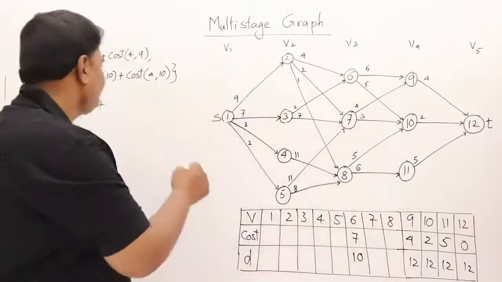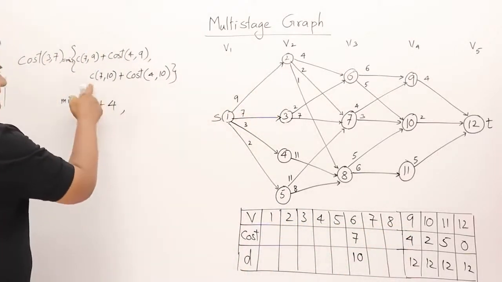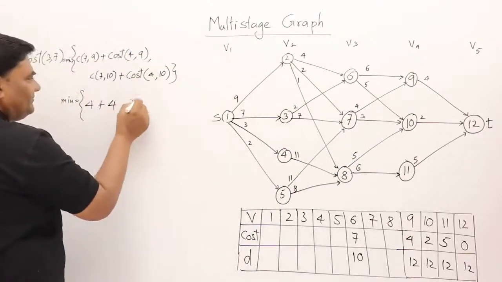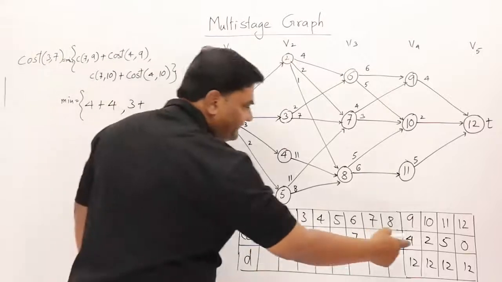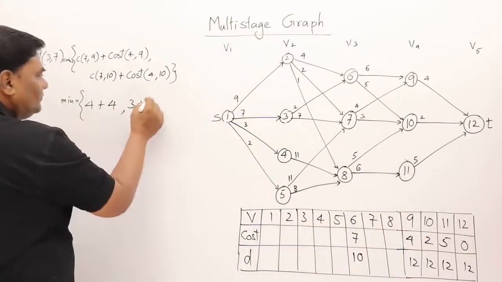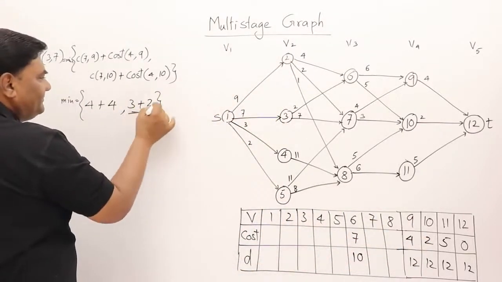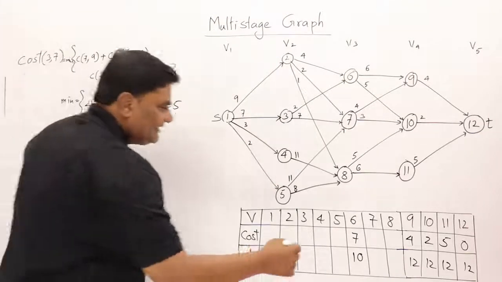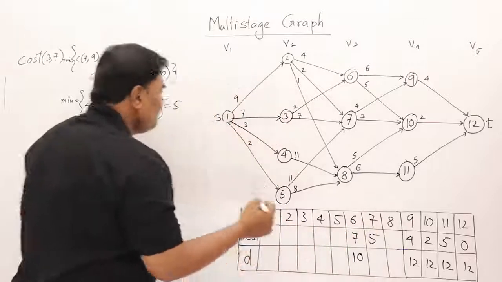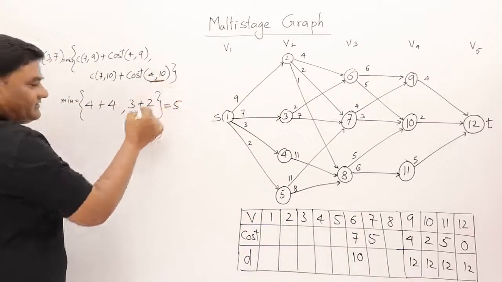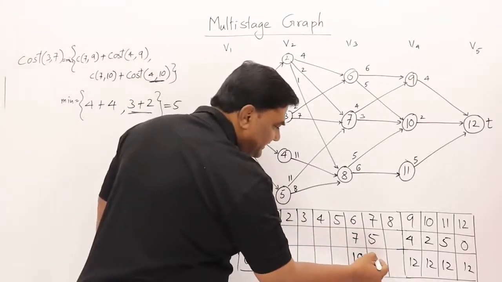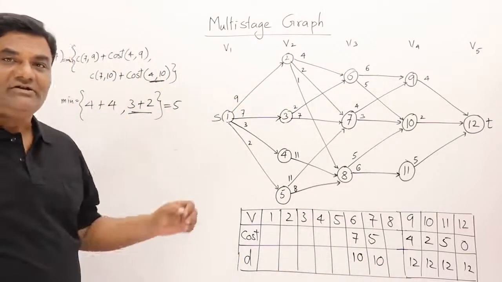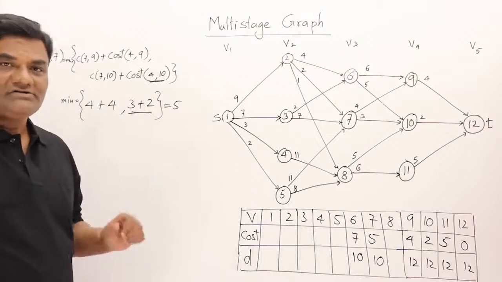So 4, comma, C of 7 to 10, 7 to 10 is 3 plus cost of 10. Cost of 10 is how much? 2. Out of these two, this is the minimum, that is 5. So the cost of vertex 7 is 5. This we are getting due to which vertex? 10. So in D, I should write down 10. So in D, I should write down the vertex which has given me the shortest path, the minimum cost.